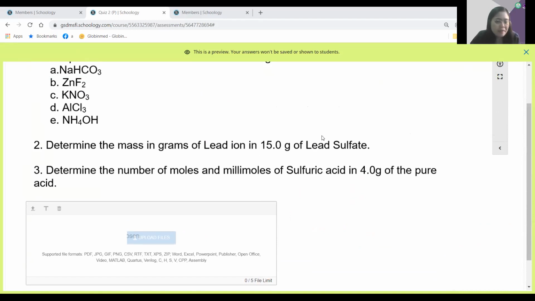Okay? So, number 2, determine the mass in grams of lead ion in 15 grams of lead sulfate. So, I think I have given you a pattern for this. This is actually a stoichiometry problem. Yeah, you need to box the final answer.